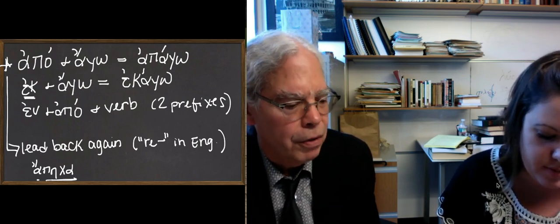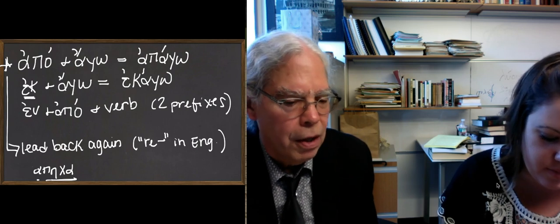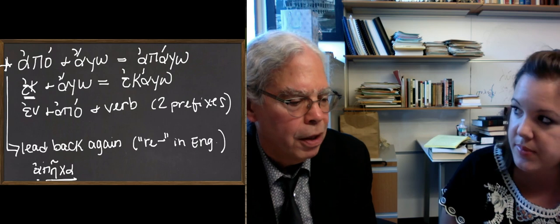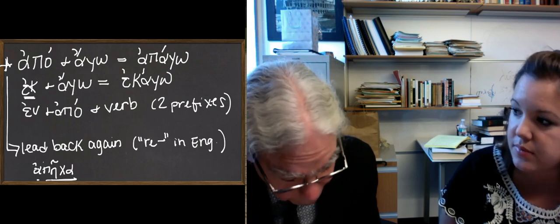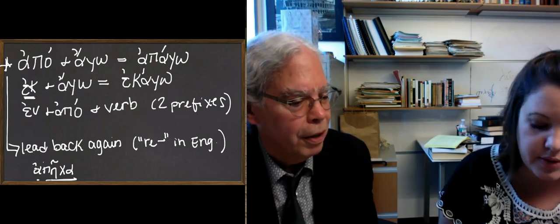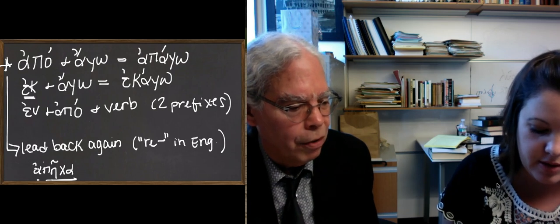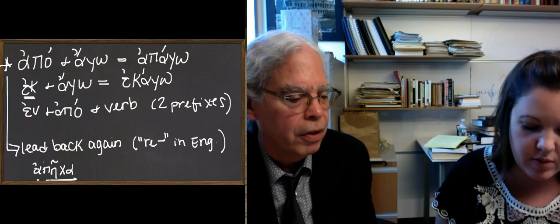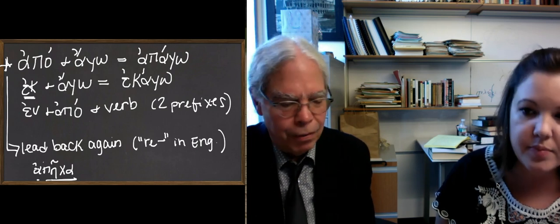The second thing which this form shows you is that you never have an augment that goes beyond the verb. In other words, you always augment the verb, you never augment the preverb. So if you have ekago, you're going to have ekecha, or ekagon in the imperfect, and so forth. Those are the rules about compound verbs.